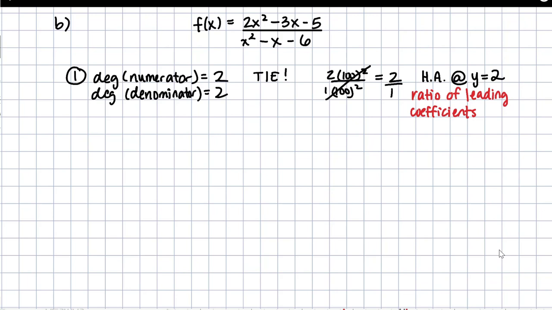So we're going to have a horizontal asymptote at y equals 2. If you don't believe me, keep on plugging in bigger and bigger x values. You're going to see we approach 2. And if you plug in really, really large negative values, you'll see that we also approach 2.